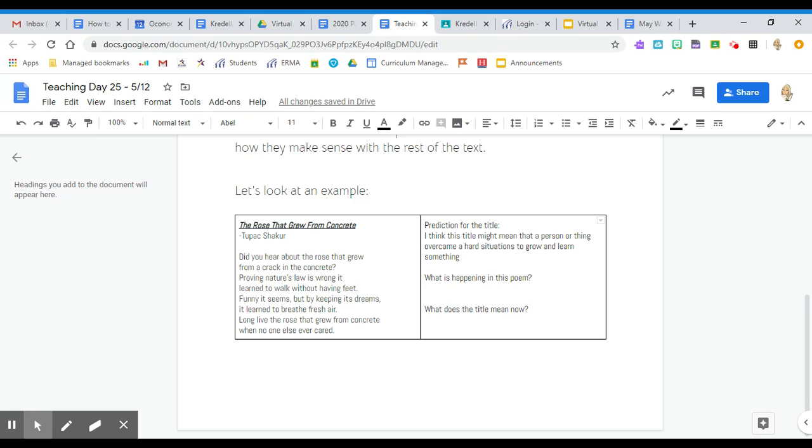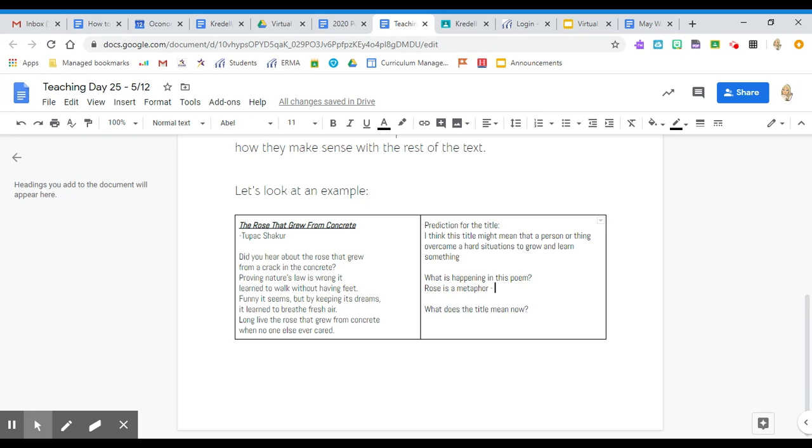After that, I want you to come over here and answer this question: what is happening in this poem? And I want you to really think about the meaning in this poem. And so, again, guys, these are opinions. This is what I think this poem is about. So when I think about the rose that grew from concrete, I think the rose is a metaphor, which we talked about, right? A metaphor, which we've talked about, is comparing two things, not using like or as, it's just a comparison of two things.